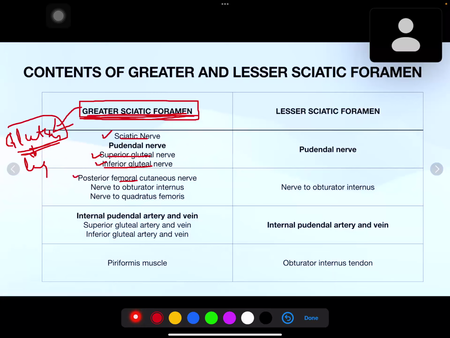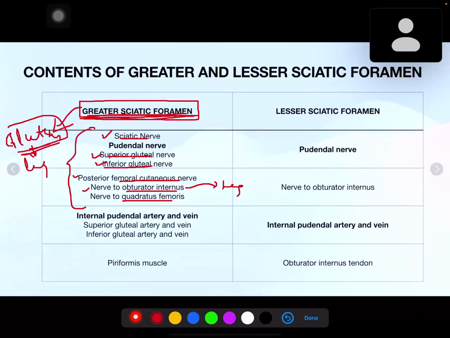Then this is the posterior femoral cutaneous nerve, and then the nerve to obturator internus. Obturator internus also goes to the leg, it attaches to the leg, and the nerve to quadratus femoris. So these are the very important nerves which pass through this greater sciatic foramen. And then again, see these two vessels, superior gluteal and inferior gluteal. All the gluteal nerves and vessels pass through this greater sciatic foramen. That you can easily remember, okay?